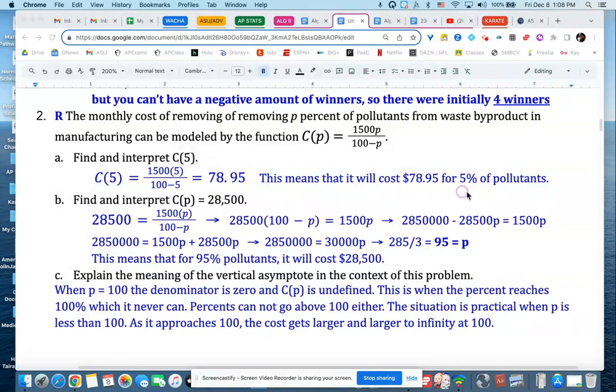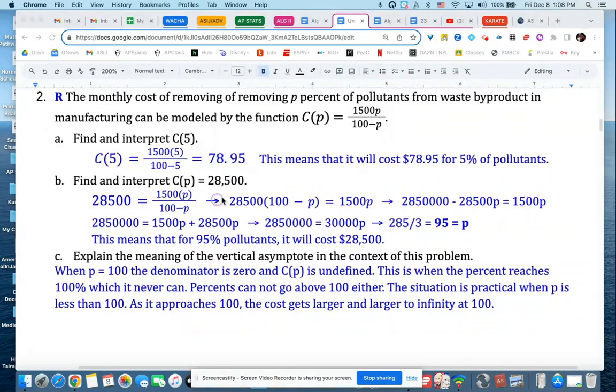Okay, so $78.95 and 5%. Same thing here, but now this is a little backwards because now they're giving us the dollar amount. They're giving us the cost here, right? They're saying this equals that. So I have to take this whole equation equal to that because that's what they said this was. So that's what we did here. You can see we took that whole equation equal to the 28,500.